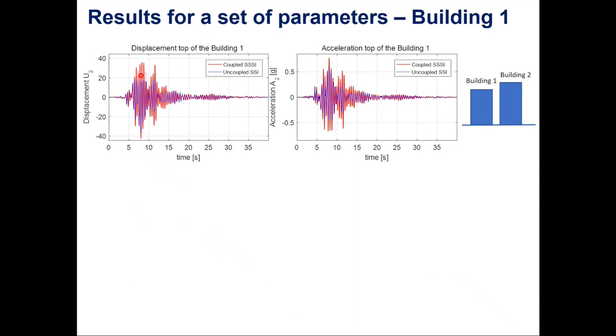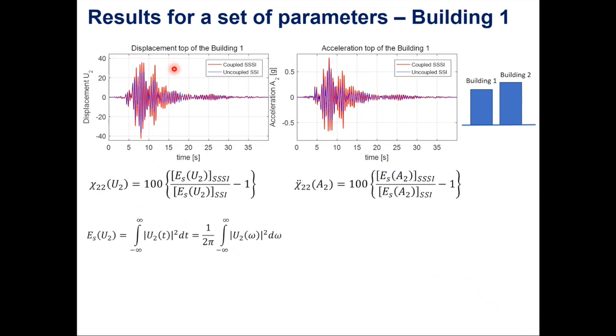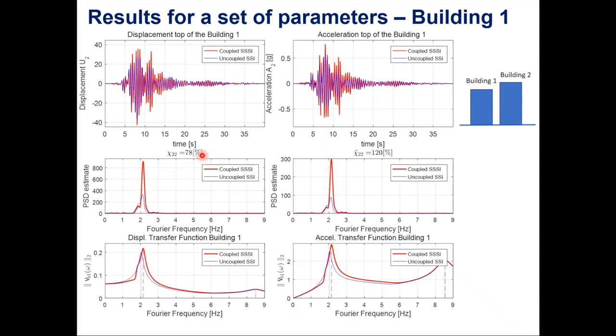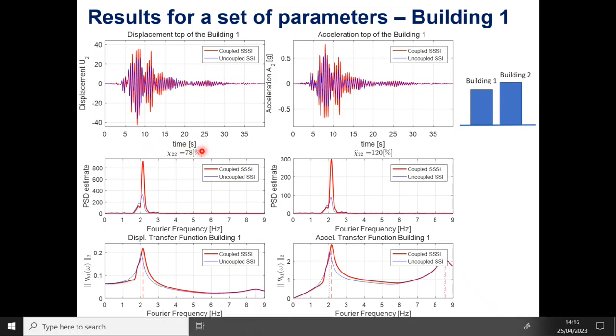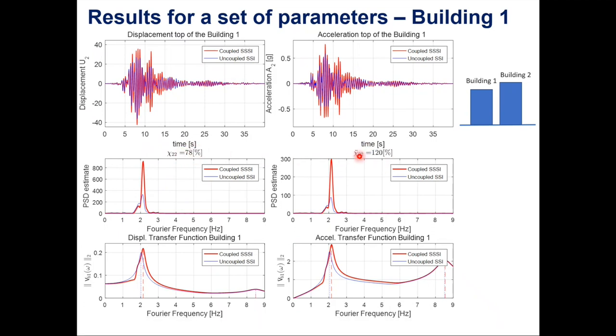And you can see there are some differences, okay? In this case, you have an increase in the response. The thing is, we measure the change in the response through the whole time history. We didn't measure the change at just one peak. So we sum the change through the whole time history, okay? So basically, for the displacement we have an increase of 78%, and for the acceleration 120%. Remember that it is the sum of the change through the whole time series, okay? And this is a graph of the power spectral density of this signal.